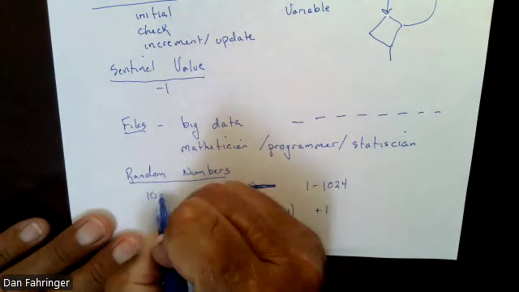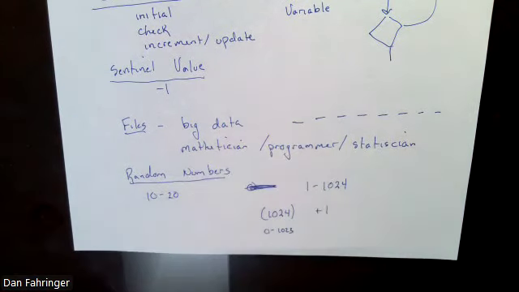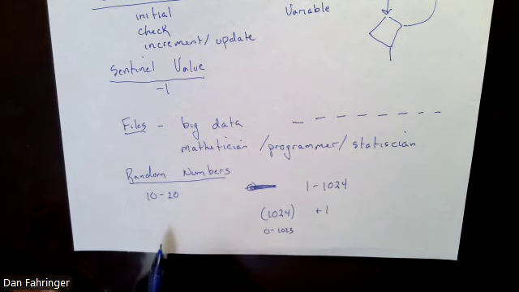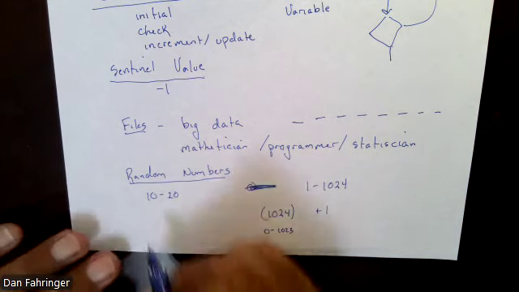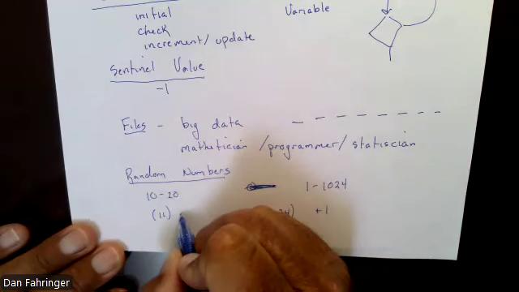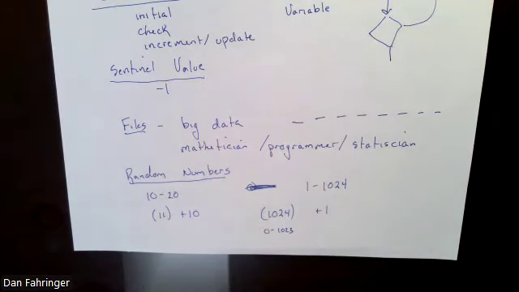If I wanted the range of numbers from 10 to 20, what would I put? How many numbers are there? That's 11 numbers, and I'd have to do plus 10 to get me over to where I wanted to be.